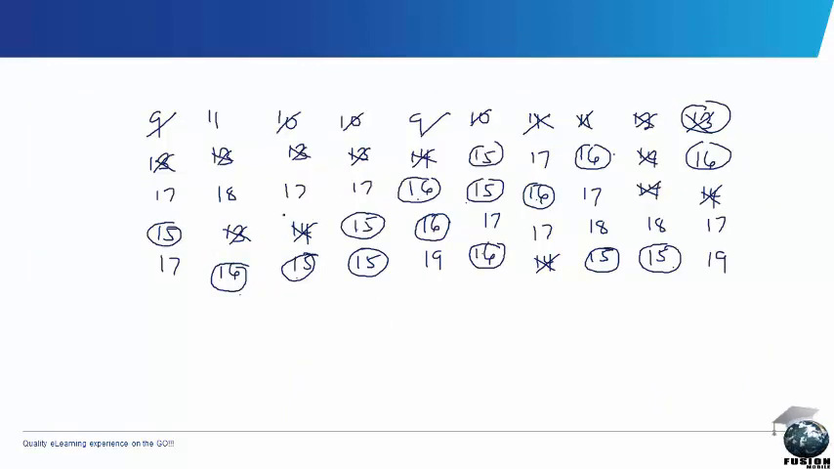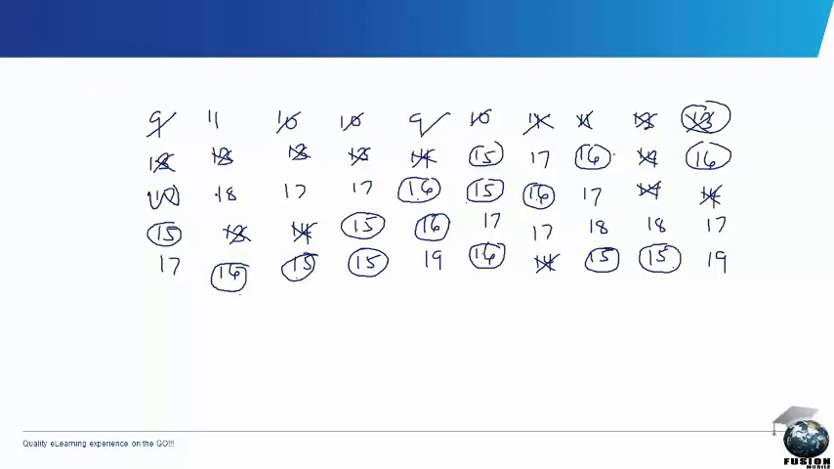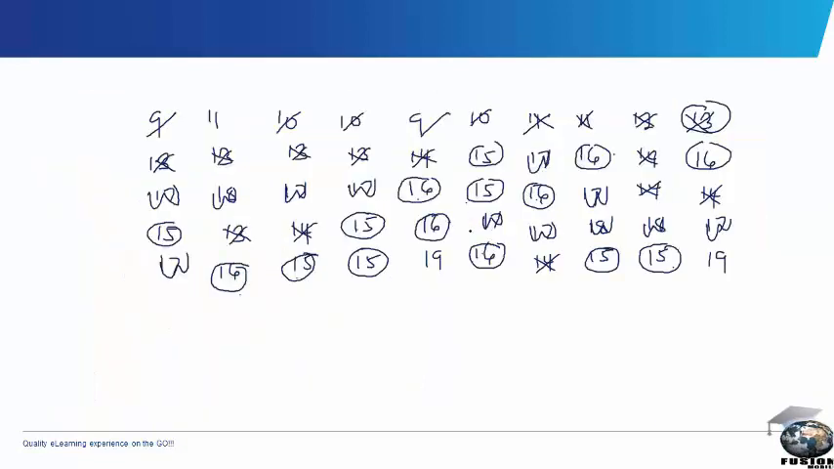Alright, we'll go back and carefully check for 17 to 18. We'll have 1, 2, 3, 4, okay, then 5, and then 6, and 7, and 8, and 9, and 10, and 11, and 12. Okay, we have 12 digits there for 17 to 18. Alright, and then for 19 to 20 we'll have 1 and 2.